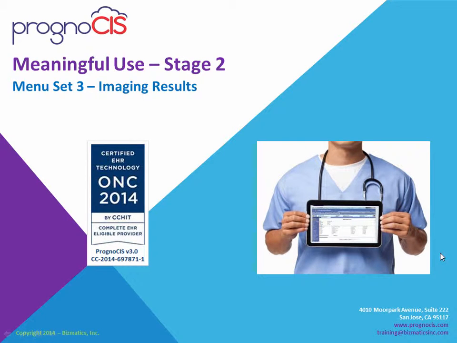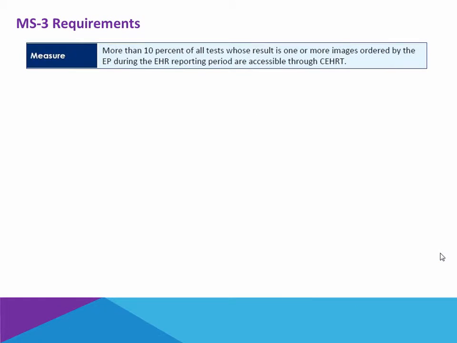Meaningful Use Stage 2, Menu Set 3, Imaging Results. The requirement of Menu Set 3 is to measure that more than 10% of all radiology tests whose result is one or more images that is ordered by the eligible provider during the reporting period are accessible through the EMR.